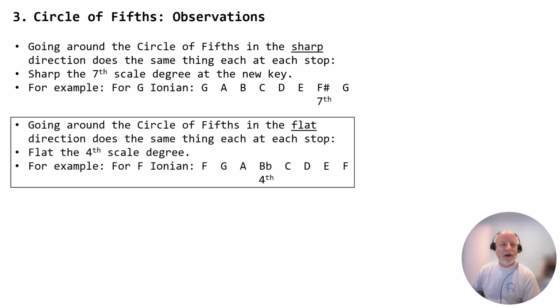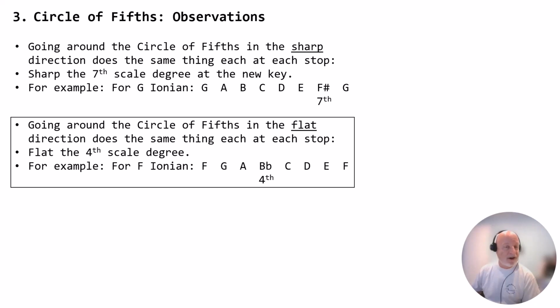Now going around the circle of fifths in the flat direction also does the same thing at each stop, but it does something different than the sharp direction. It flats the fourth scale degree. So here we are, F Ionian. We need the half steps between the third and fourth and seventh and eighth. So we have F, G, A as 1, 2, 3, but we need a half step between the next notes, and so we need to flat that B. So now we have the half step.